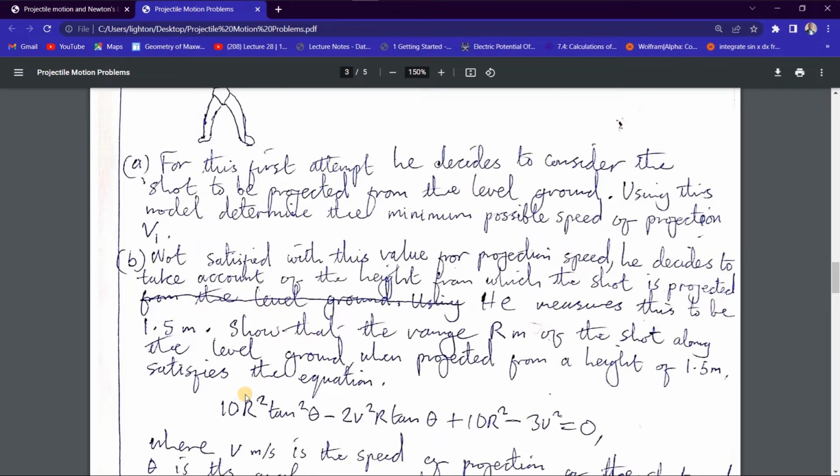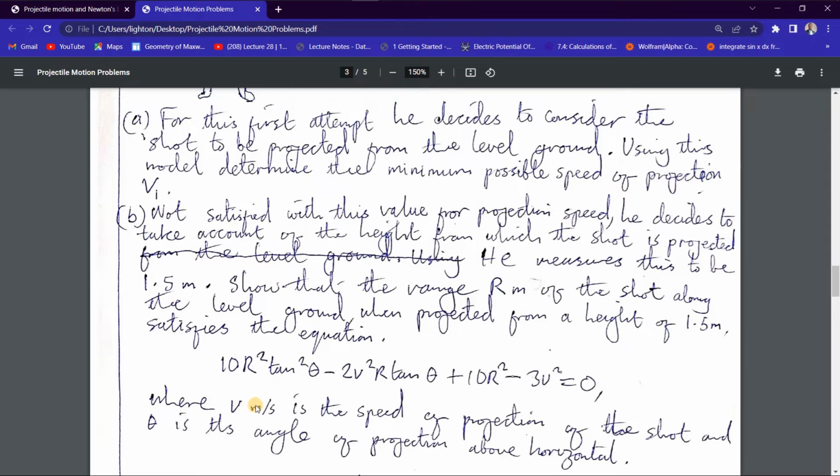And here it is saying where v is in meters per second, of course. V is the velocity in meters per second, the speed of projection of the shot, and theta is the angle of projection above the horizontal.